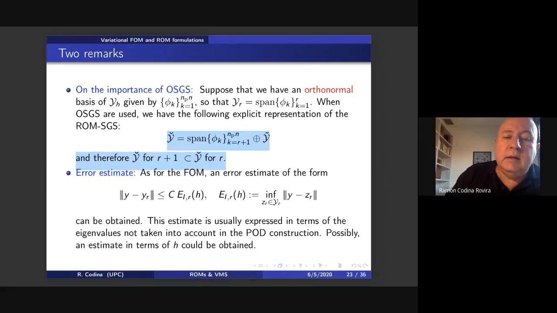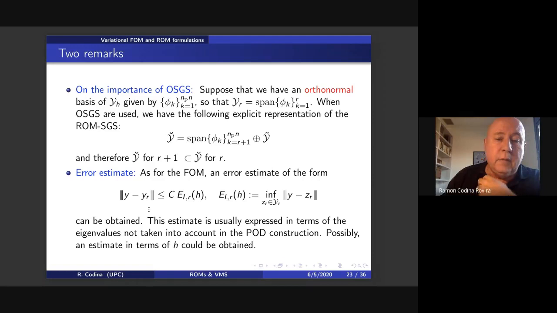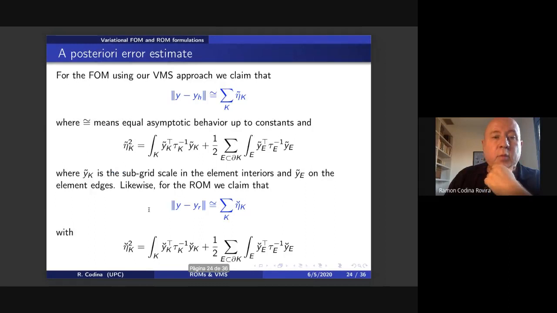So that's the first remark on the importance, or more than importance, how natural orthogonal subgrid scales are in the context of reduced order models, and in particular reduced order models based on the proper orthogonal decomposition. That's what we use. The second remark is that we have a natural error estimate. All the theory that we have in the case of the FOM can be applied to the ROM, and we have stability and error estimates exactly the same way.